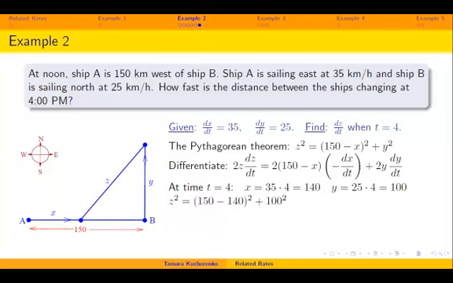z at time 4 is given by the Pythagorean theorem. z squared equals (150 minus 140) squared plus 100 squared, which equals 10,100, which gives z equals 10 square root of 101.